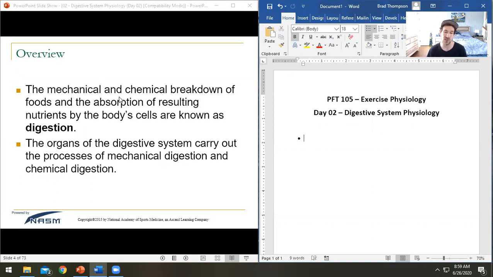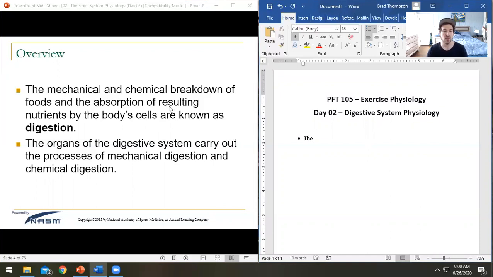So there is a difference between digestion and absorption, and we want to keep those concepts separate, because you've got organs that are digesting things and organs that are absorbing things. Your stomach's job is just to break stuff down, but your small intestine's job is to get stuff from your digestive system into your bloodstream. So there is a difference there.